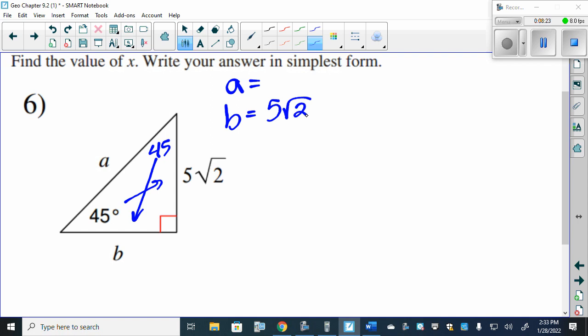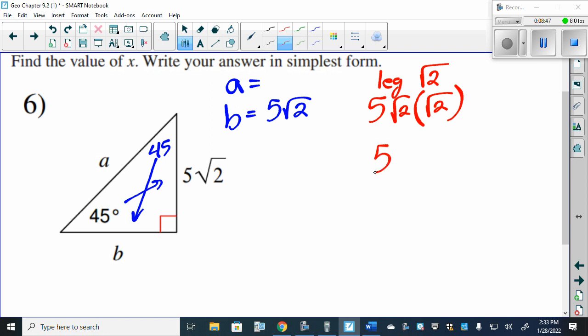And what do we need to do to find the hypotenuse? Yep, multiply the leg by the square root of 2. So we're taking 5 square root of 2 and multiplying it by what? Square root of 2. Well, square root of 2 times square root of 2 is the square root of 4. And what is the square root of 4? So 5 times 2 is? So a is?